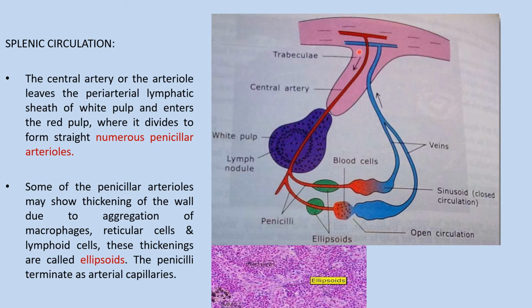The central arteriole leaves the periarterial lymphatic sheath of the white pulp and enters into the red pulp, where it divides to form numerous straight penicillar arterioles. Some of the penicillar arterioles may show thickening of the wall due to the aggregation of macrophages, reticular cells, and lymphoid cells. These thickenings are called ellipsoids. The penicillar arterioles terminate as the arterial capillaries.